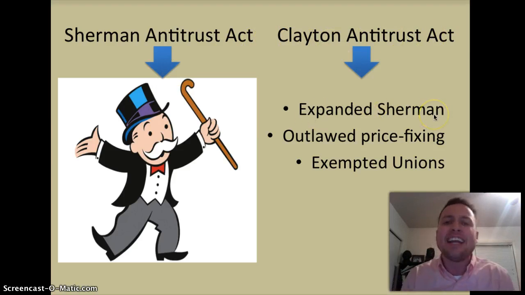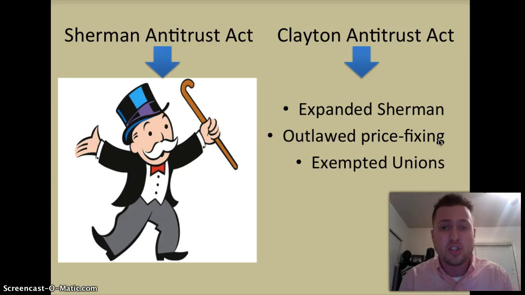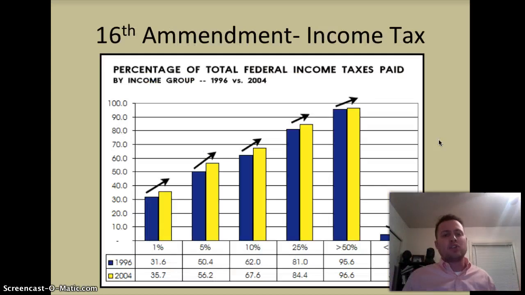One, it expanded the Sherman Antitrust Act to cover more situations. Two, it outlawed price fixing. That's when a bunch of businesses decide, okay, we're all going to lower our rates to get some guy out of business, and then once he's gone, then we'll raise our rates again. You can't do that. Last one is it exempted unions. So unions could still be monopolies. Like, let's say all the teachers are in a union. That sounds like a monopoly, doesn't it? The Clayton Antitrust Act says, no, that's okay.